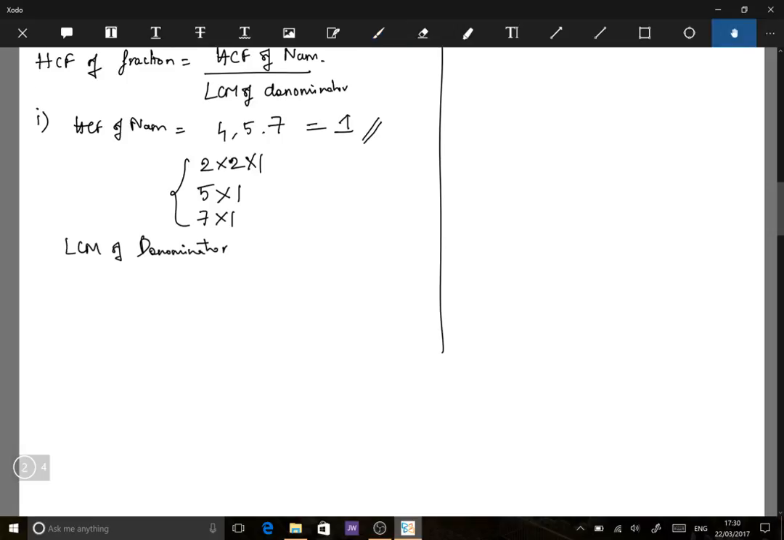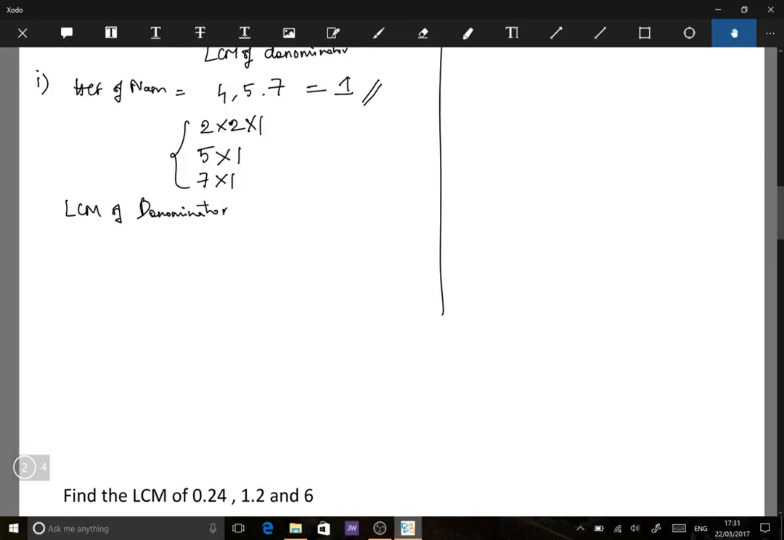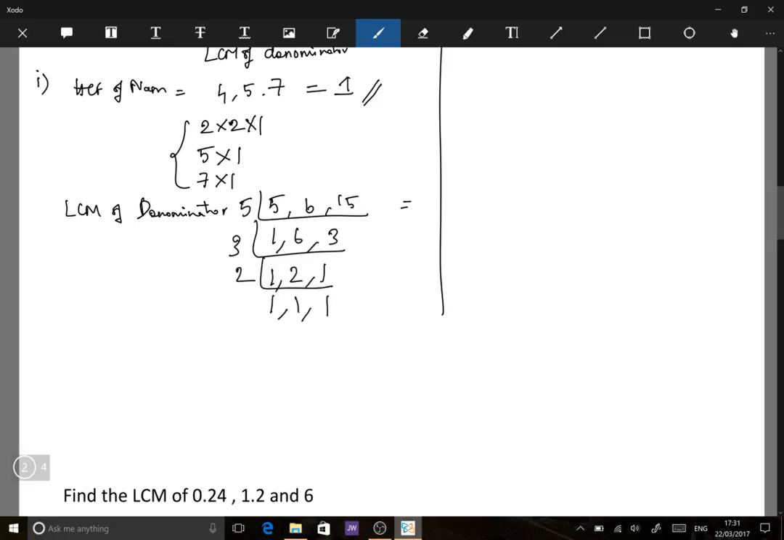For that, what are the denominators? 5, 6 and 15, right? We have to do it like this. 5, 1, 6, 3. Now 3, 1, 2, 1, 2, 1, 1, 1. You're able to follow. So the LCM is nothing but 5 into 3 into 2. So 5 3s are 15, into 2, 30.